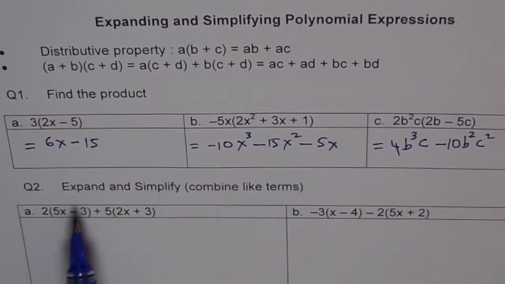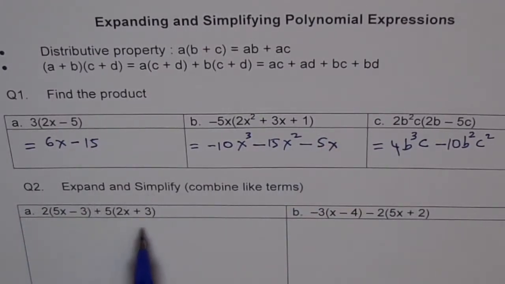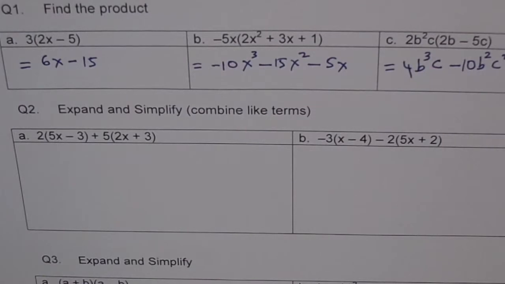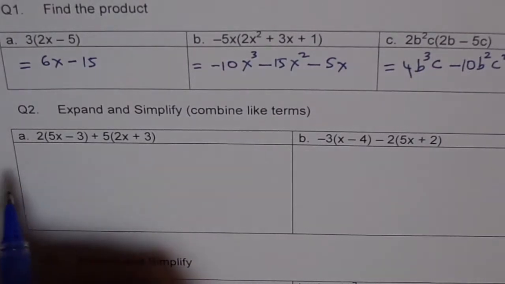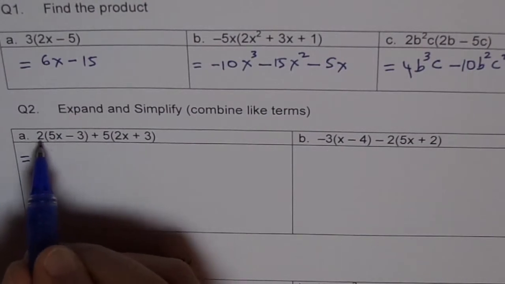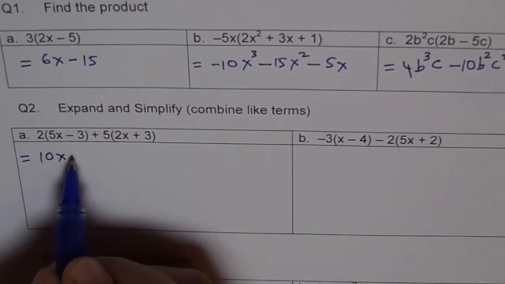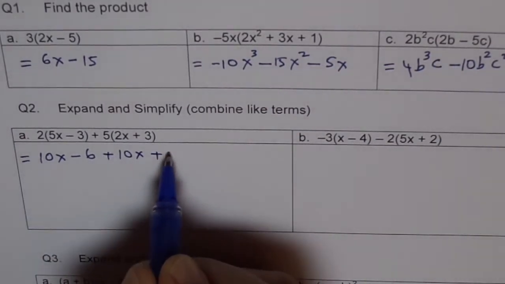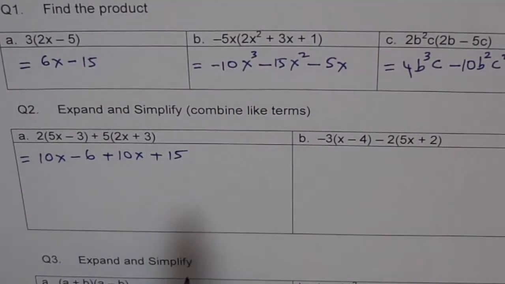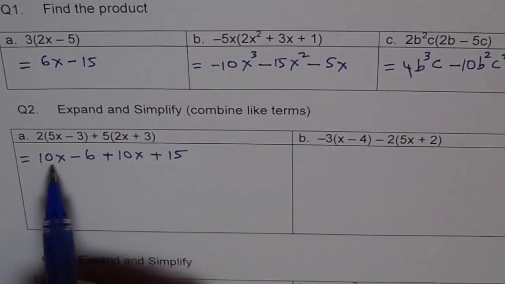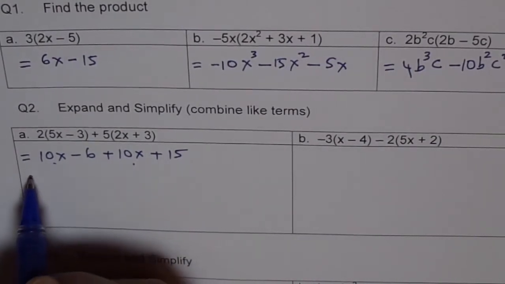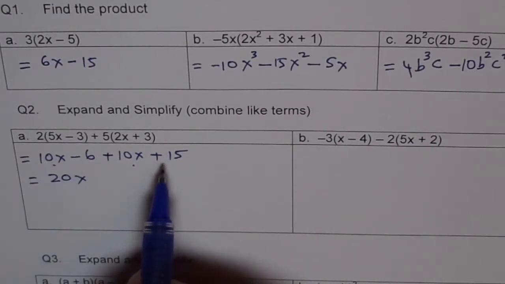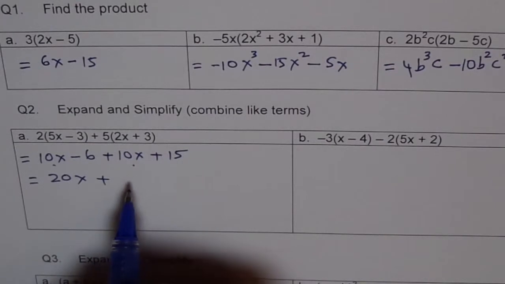Now, question number 2, expand and simplify. Here, we are expecting some like terms. So if you get the like terms, you need to combine them, okay? So let's do it. 2 times 5x will be 10x, minus 2 times 3 is 6, plus 5 times 2, 10x, plus 5 times 3, 15. Do you observe some like terms? Yes, there are. We got 10x and 10x, correct? This can be combined and you get 20x. And here we have minus 6 and plus 15. So it will be what? 9, right?